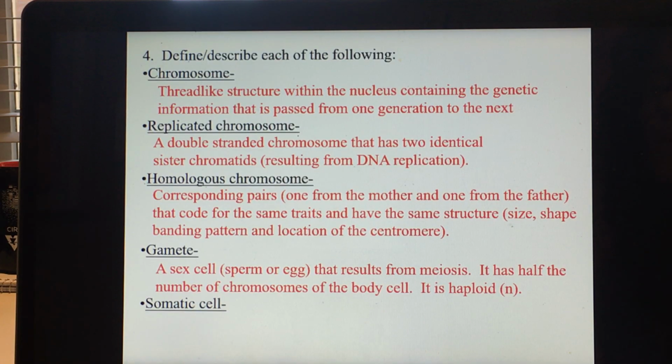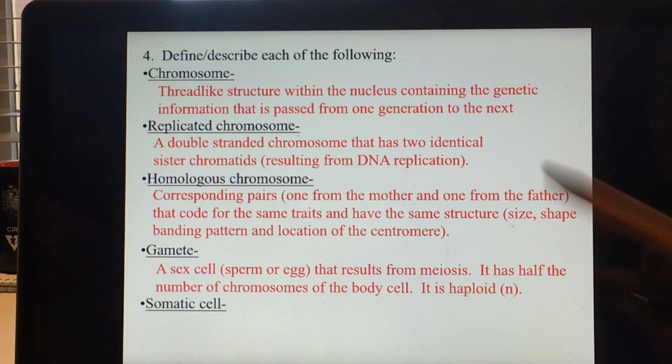It is a general term that includes sperm and eggs, and it results from meiosis. Gametes have half the number of chromosomes of any body cell from that species, and we use the symbol N to refer to haploid cells.